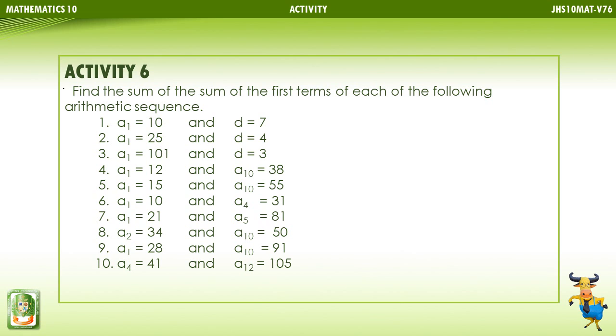6. A sub 1 equals 10 and a sub 4 equals 31. 7. A sub 1 equals 21 and a sub 5 equals 81. 8. A sub 2 equals 34 and a sub 10 equals 50. 9. A sub 1 equals 28 and a sub 10 equals 91. 10. A sub 4 equals 41 and a sub 12 equals 105.